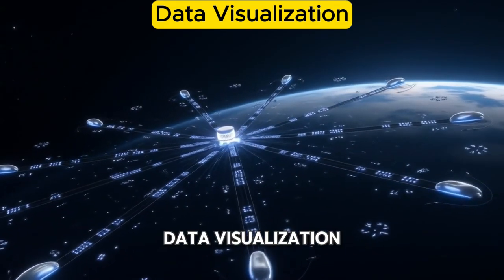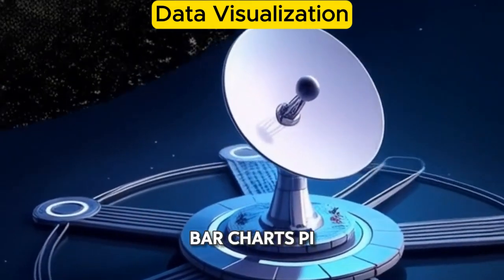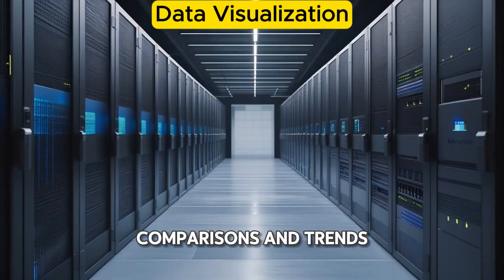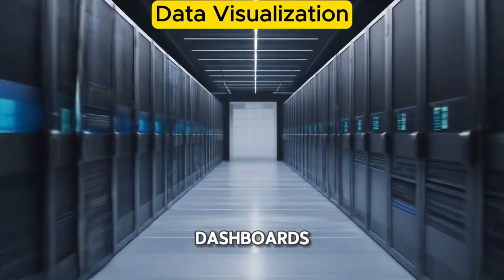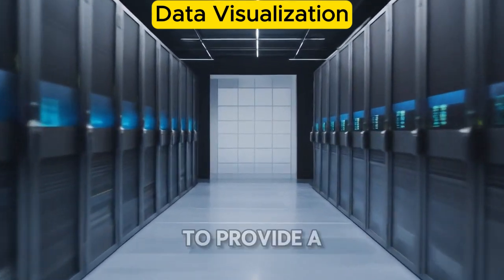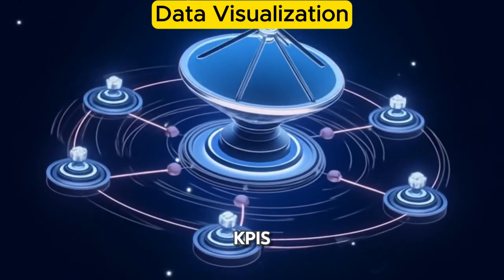Key types of data visualization. Charts and graphs. Line charts, bar charts, pie charts, and scatter plots are commonly used to show relationships, comparisons, and trends. Dashboards. Interactive dashboards combine multiple visualizations to provide a real-time overview of key performance indicators, KPIs.